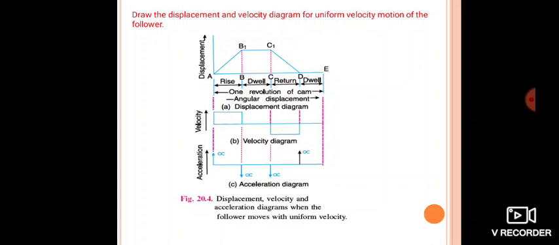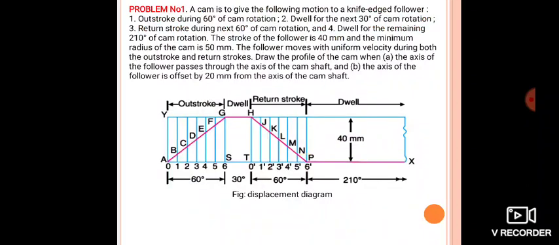How you drew the displacement diagram, the extension of that displacement diagram gives the velocity diagram, and the extension lines of that velocity diagram give the acceleration diagram. Like that you are going to explain in your own words, no problem. Okay, then moving on to the next question.